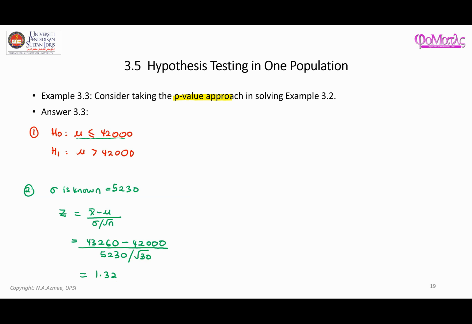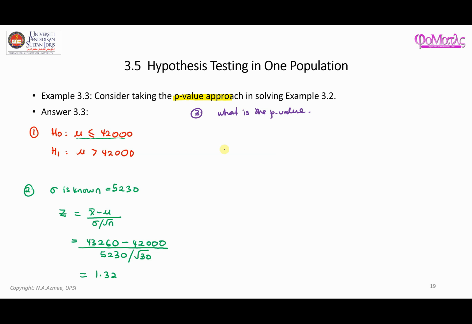Okay, so you can see that the first step and the second step are similar to the traditional approach. Now let's move on to the third step. In the third step, we are going to find the p-value. So what is the p-value? The p-value is the area that refers to the extreme side of it.